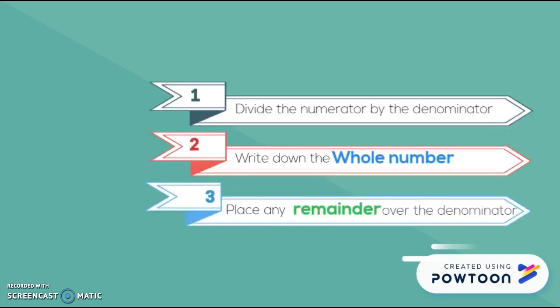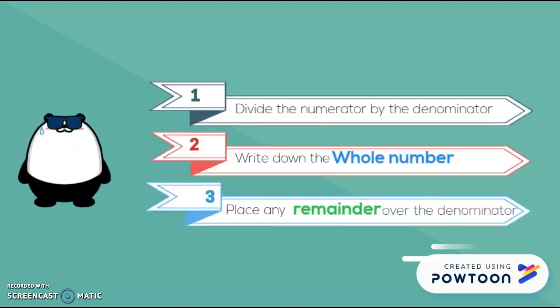But don't worry about it. It's not that big a deal. All we have to do is 3 simple steps. Step 1, divide the numerator by the denominator. Step 2, write down the whole number. Step 3, place any remainder over the denominator.